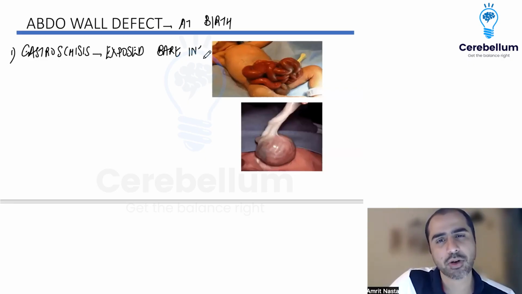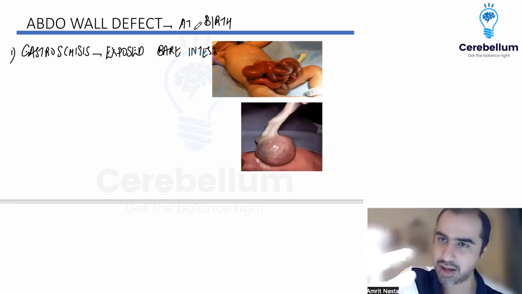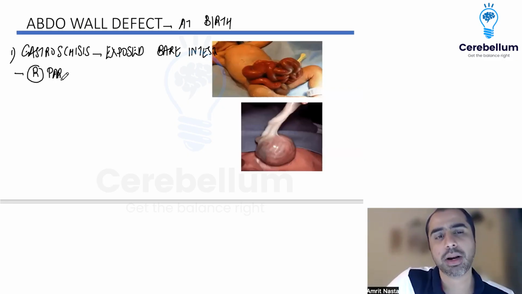Where is this defect normally? Which part of the abdominal wall is having the defect normally? You can't see it in the image, obviously. The intestine is covering everything. So it is normally a defect on the right side of the umbilicus. Normally right paraumbilical.